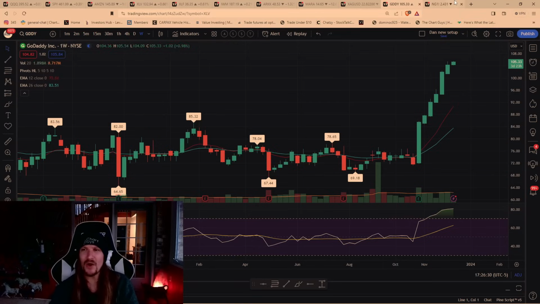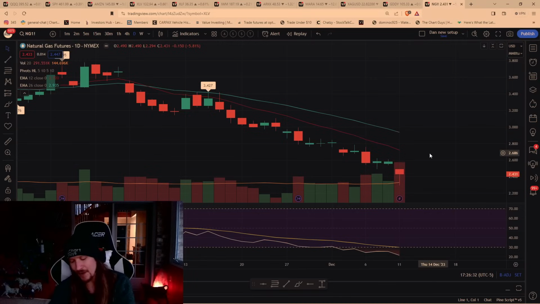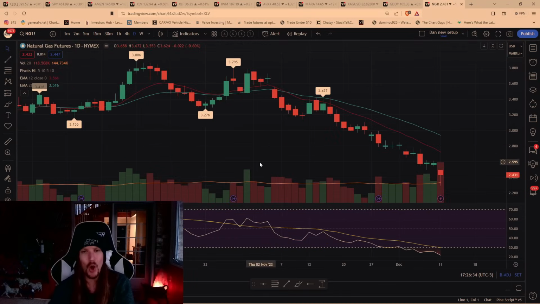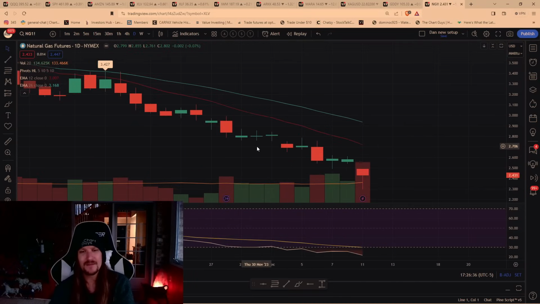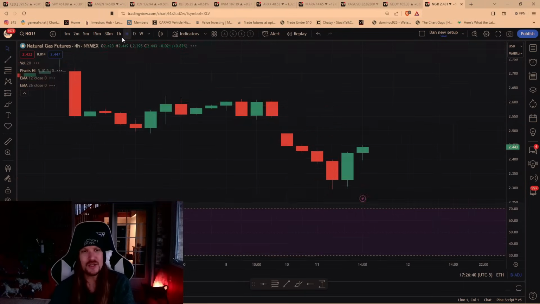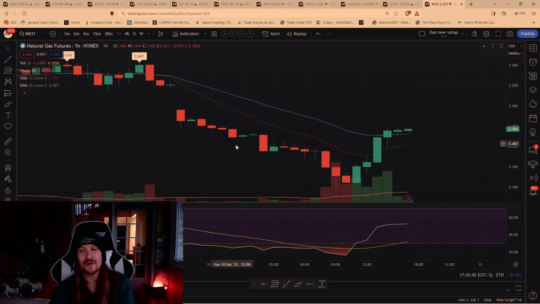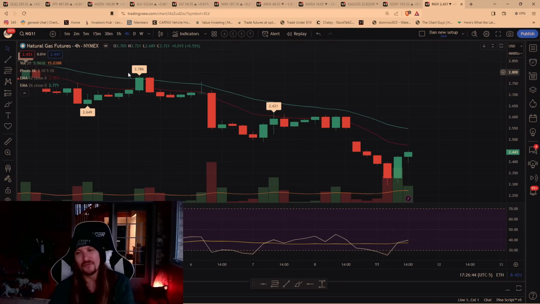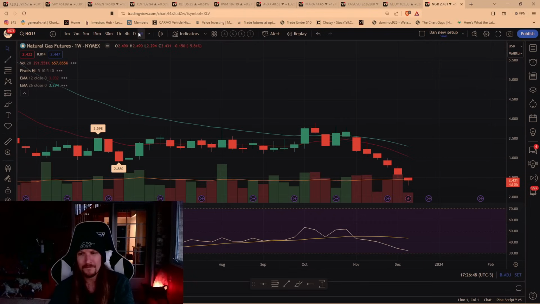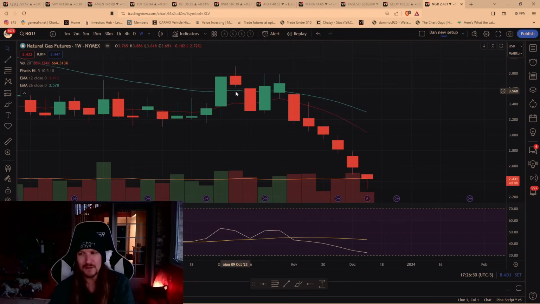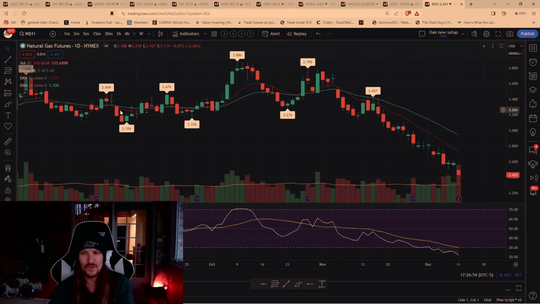Natural gas free fall into a capitulation attempt at a bottom. Again, natural gas has been all bears for weeks and weeks at this point. It is a very high volume capitulation kind of flush. We have to confirm the hourly uptrend. We have to confirm the 4-hour uptrend, but at least it's a temporary bottom. Just absolute bloodshed in natural gas recently.